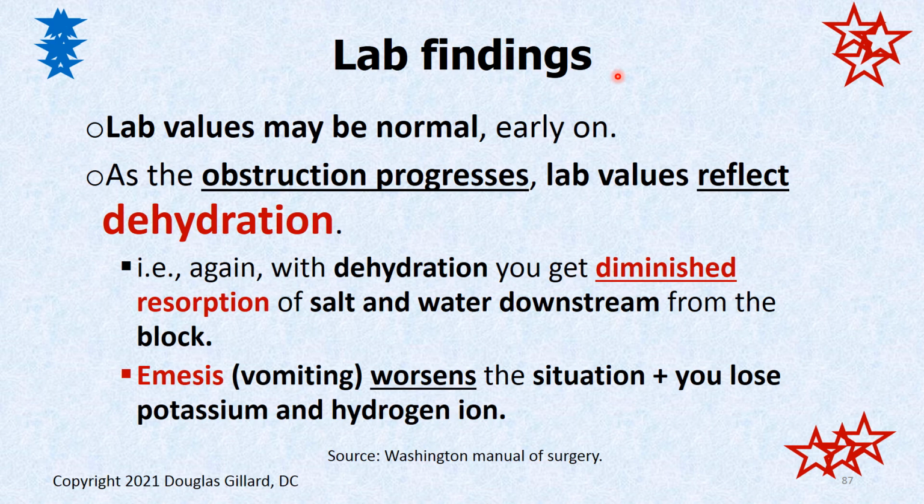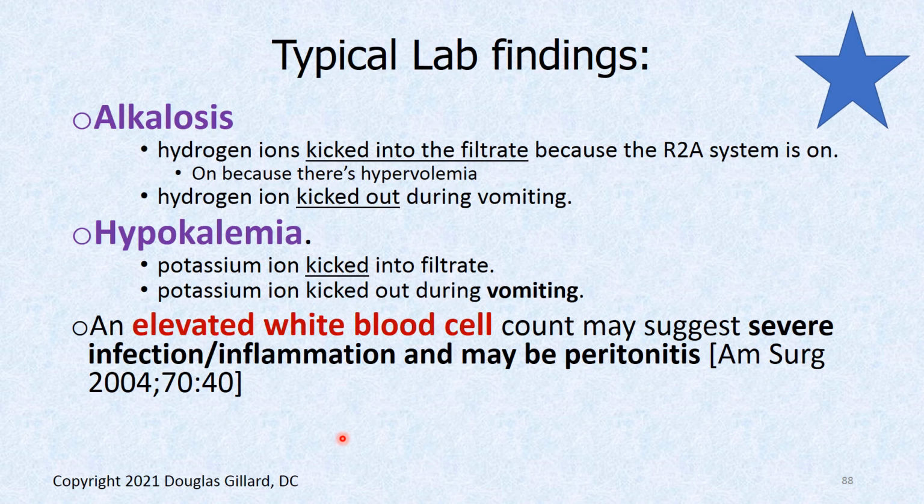What about lab findings? Well, basically we said these already. Dehydration findings. So you'll get lab findings that are consistent with dehydration because there's no fecal material going through the blockage and your intestines aren't reabsorbing salt or water. Plus throwing up too. You're also going to lose salt and water through throwing up, as well as hydrogen ion and potassium. So what are the findings then? Well, alkalosis, hypokalemia.